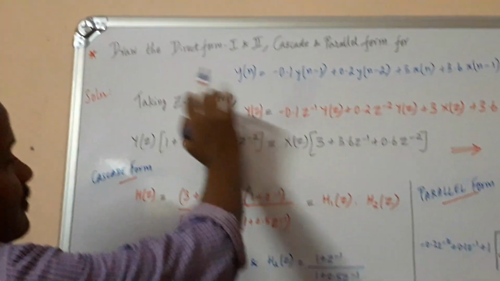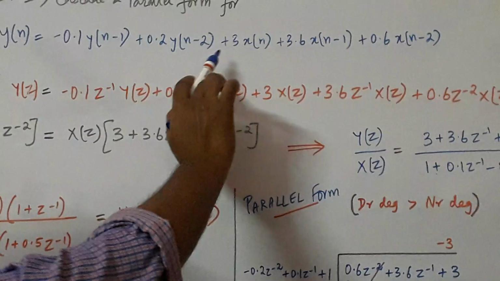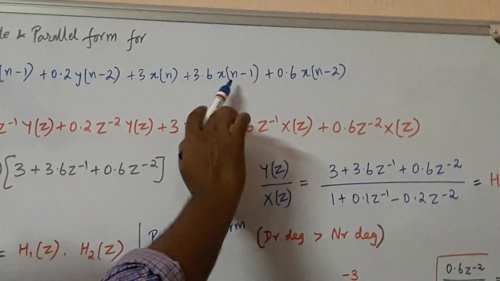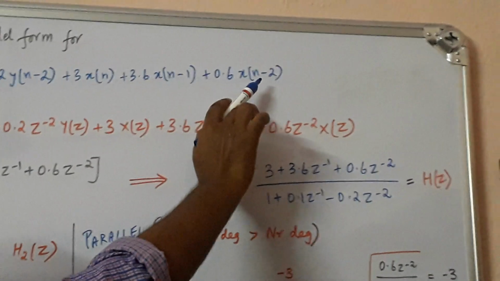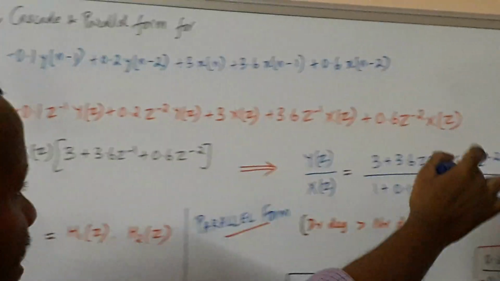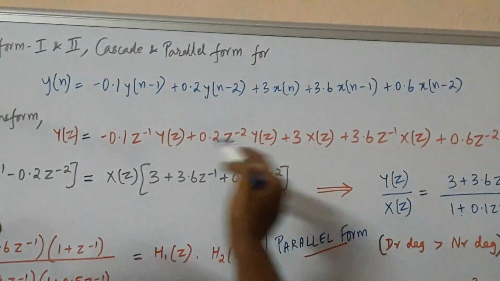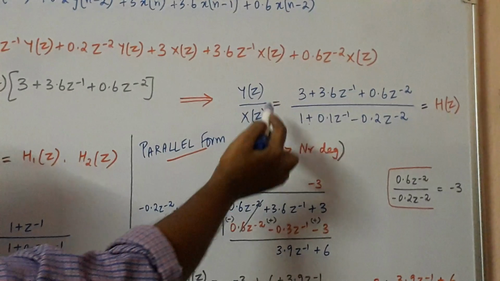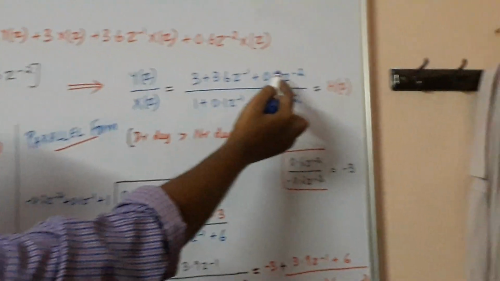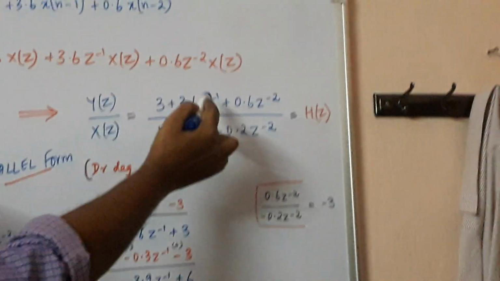The problem is y of n is equal to minus 0.1 y of n minus 1 plus 0.2 y of n minus 2 plus 3 x of n plus 3.6 x of n minus 1 plus 0.6 x of n minus 2. As I said, for all the structures we have to find h of z by taking the z transform and then y of z by x of z. Last class we drew form 1 and form 2. Now we will see cascade and parallel form.